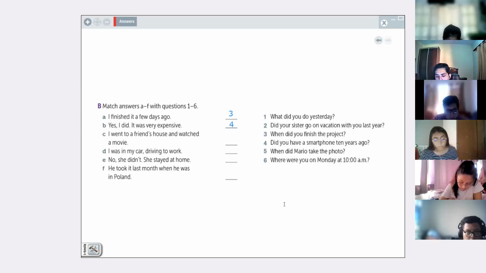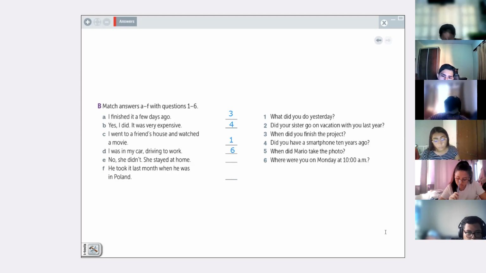Let's go with another student. Please, Camila, letter C. I went to a friend's house and watched a movie. Okay. Question 1. What did you do yesterday? Very good. The next one, please, Jasmine, letter D. I was in my car driving to work. Number 6, right? Where were you on Monday at 10 a.m.?